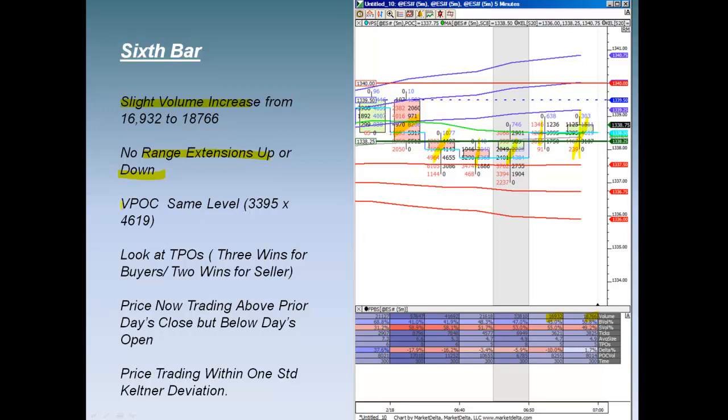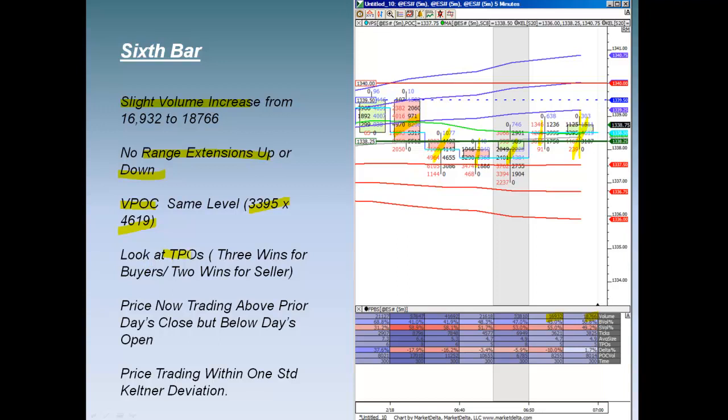Now let's take a look at the volume point of control. 3,395 at bid, 4,619 at ask. Again, no significant margin favoring one side or the other. I mean, the ask was a little bit higher, but not significantly. It's not 2 or 3 times as much. So this is not going to push prices strongly in one direction or the other.